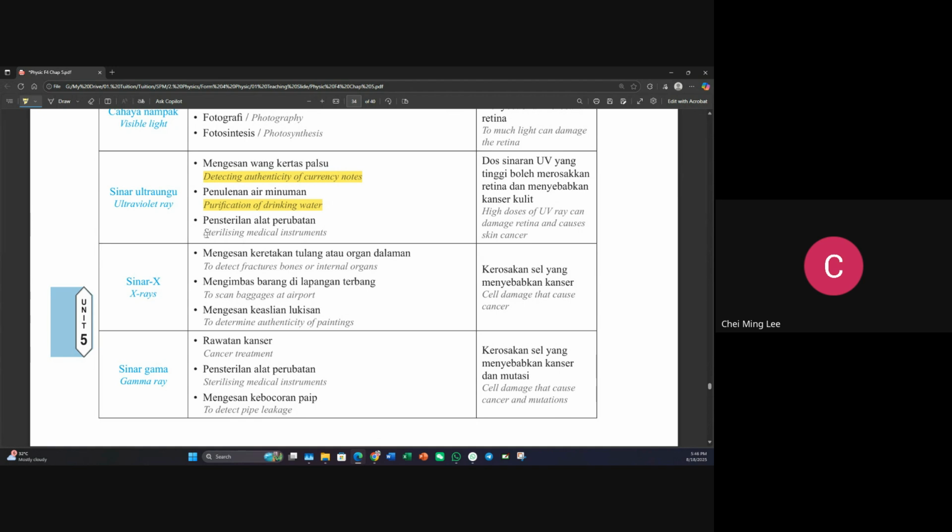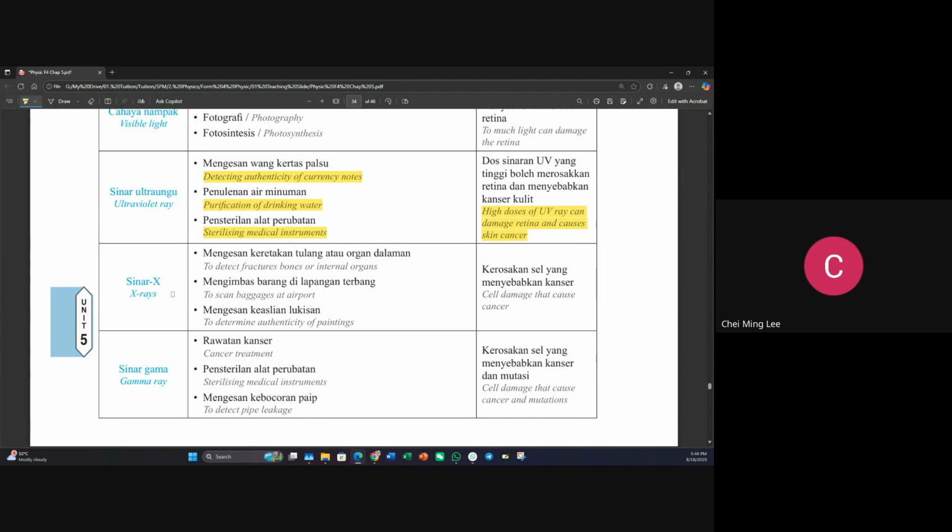Okay, and also for sterilizing medical instruments, because UV light can help to destroy cells, bacteria cells, and viruses. So a high dose of UV will actually damage your retina and cause skin cancer. Okay, don't worry, you are not going to get skin cancer from the sunlight. You won't get skin cancer that easily. It's only if you are exposed to a high dose.